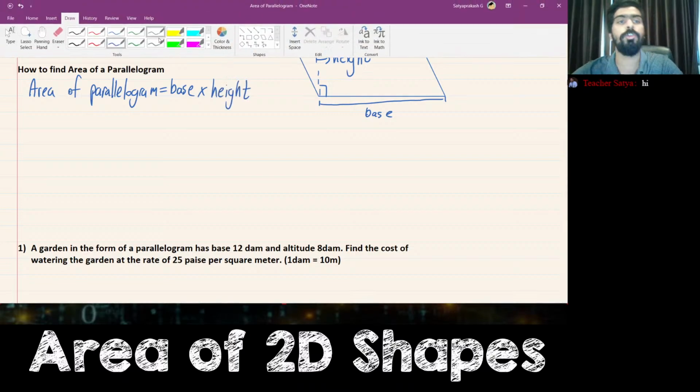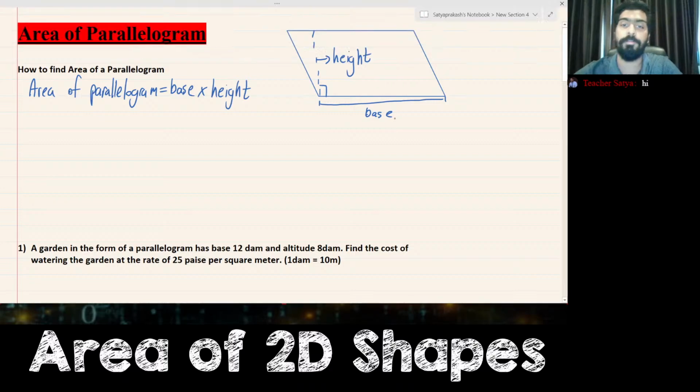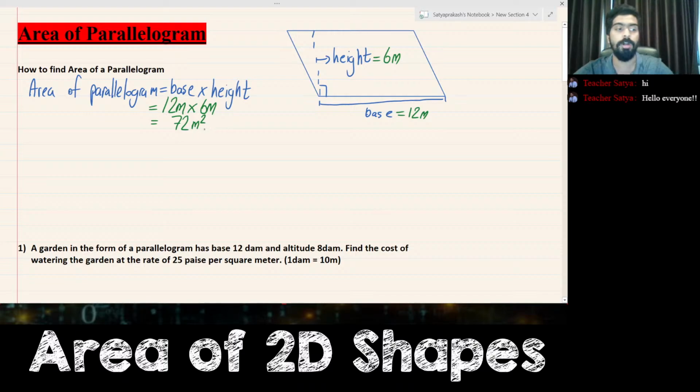Let me say, for example, I have the base as 12 meter and the height as 6 meter. If the base is 12 meter and the height is 6 meter, we take the base and multiply by its height. So we have 12 meter multiplied by 6 meter, which is equal to 72 meter square, or when we say it, 72 square meter.